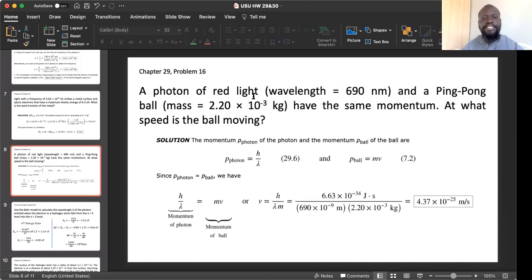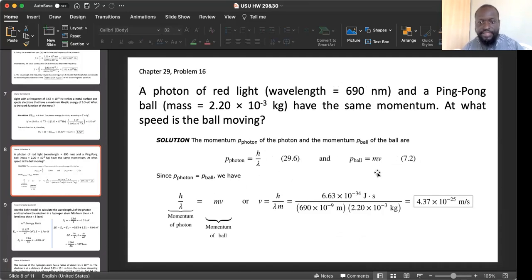So a photon of red light, chapter 29, problem 16. The wavelength of red light is given, and a ping pong ball of mass that is given. They have the same momentum, so you're asked to find the speed of the ball. For the photon, the momentum is h over lambda, and for the ball, the momentum is mass times velocity. So we know they have the same momentum. We're asked to find the velocity of the ball.